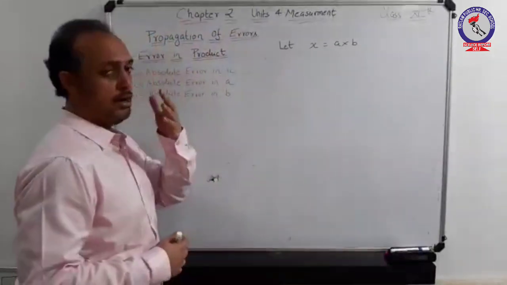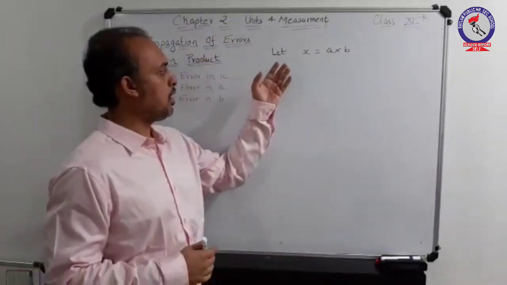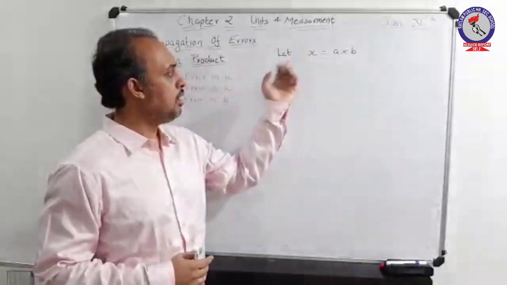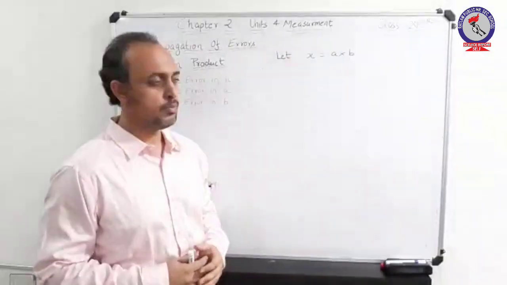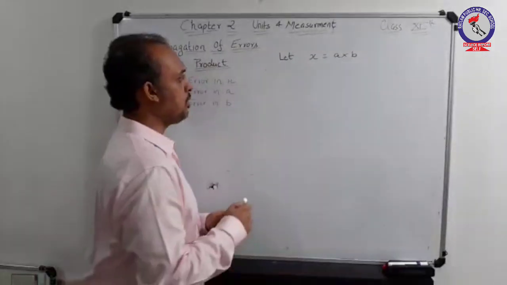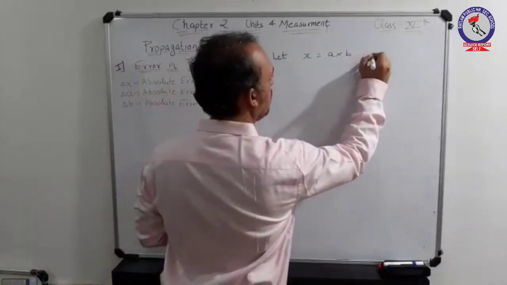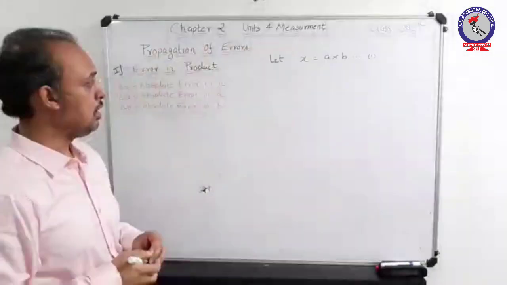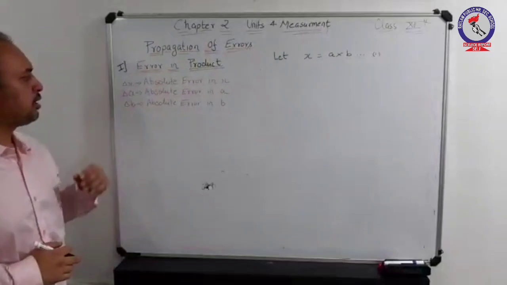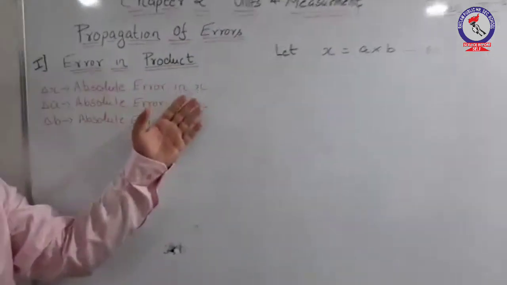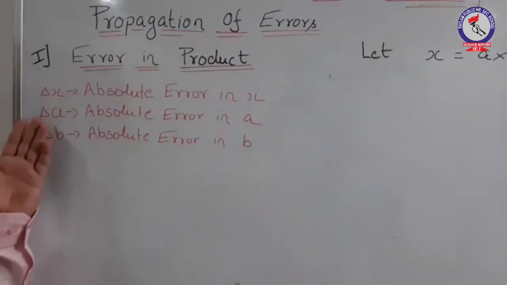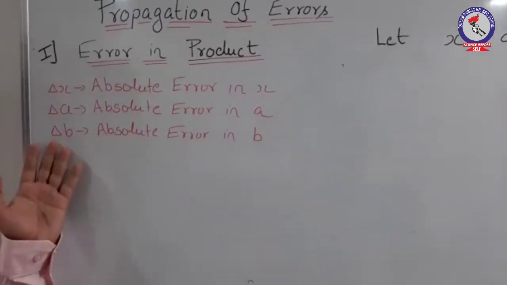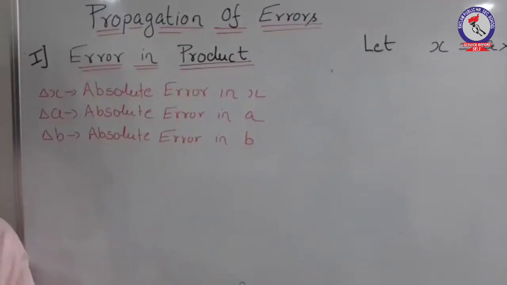Again, let us start with, you are having two physical quantities or two values A and B, and X is representing their product. Therefore, I am writing X equals A multiplied by B. Let this be equation number 1. Again, the same thing, del X representing absolute error in X, del A is representing absolute error in A, while del B is representing absolute error in B.